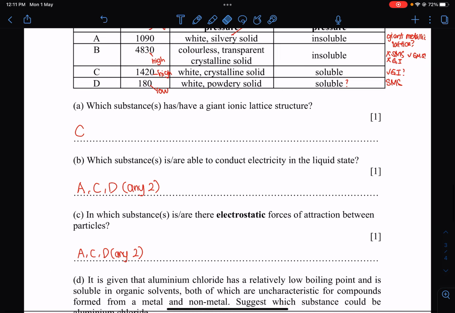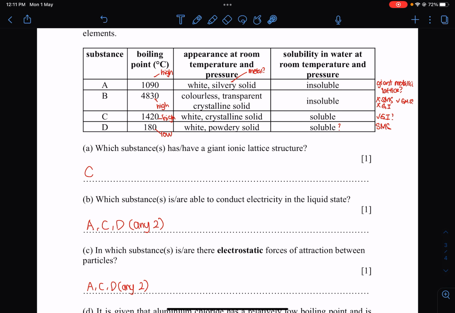So let's try to answer the question now. If you realize, based on our annotations, it's very easy to do the questions now. Which one has giant ionic lattice structure? Definitely C. We already established that. Could be B as well, but oh sorry, cannot be B at all. Could be A as well, but based on the fact that A is silvery, unlikely to be A. So the answer is C.